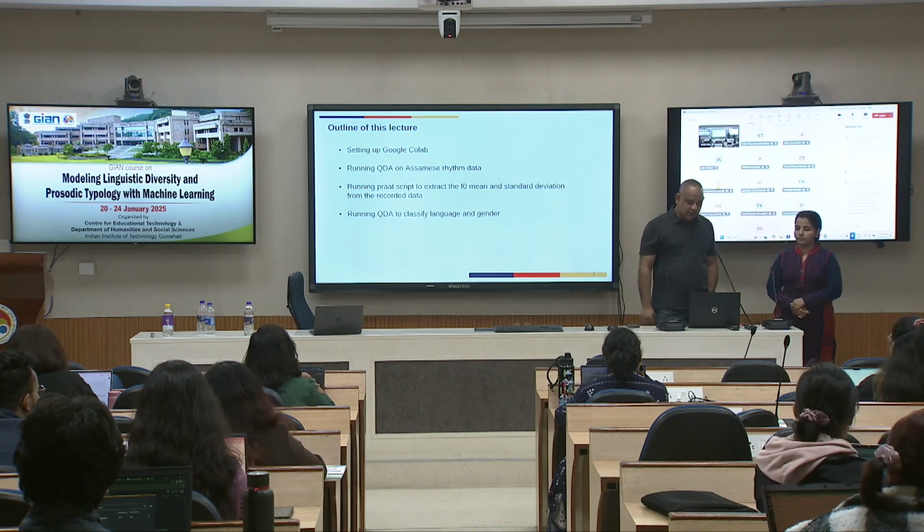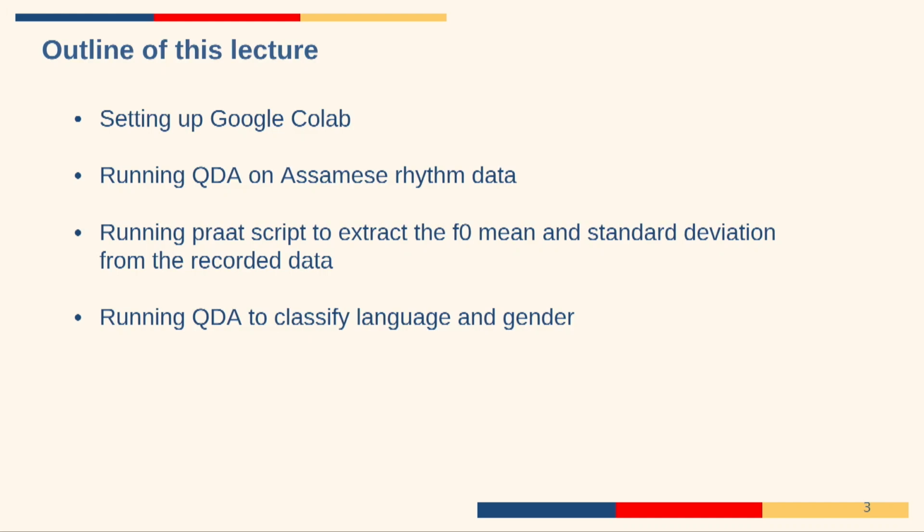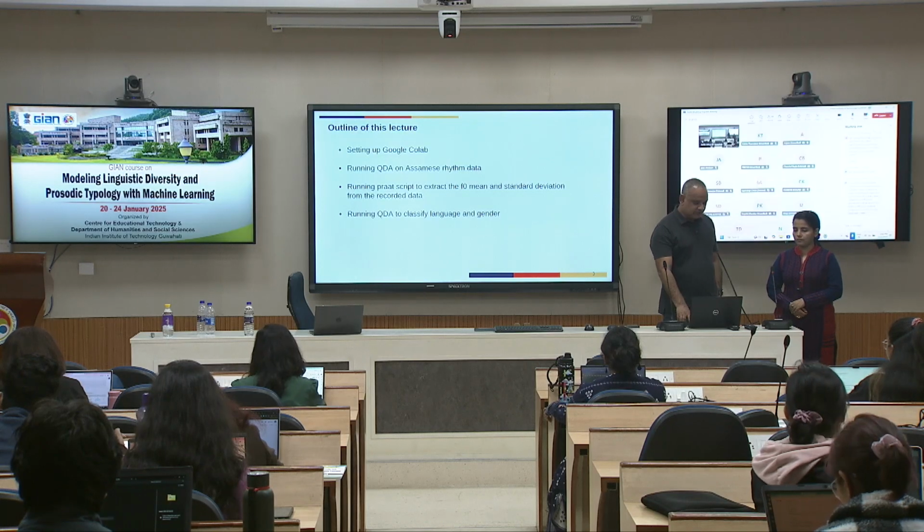Then we'll run QDA on Assamese rhythm data. So Jayashree will do it. She will run it on Assamese rhythm data, and she will show you how to do it. And after that, we'll run a Praat script to extract the F0 mean and standard deviation from the data that you have recorded earlier. Then we'll use that sheet of data, which we have extracted using Praat. Then we'll run a QDA to classify language and gender. So this is all that we are going to do in the 2 hours. Hopefully we'll be able to finish that before time.